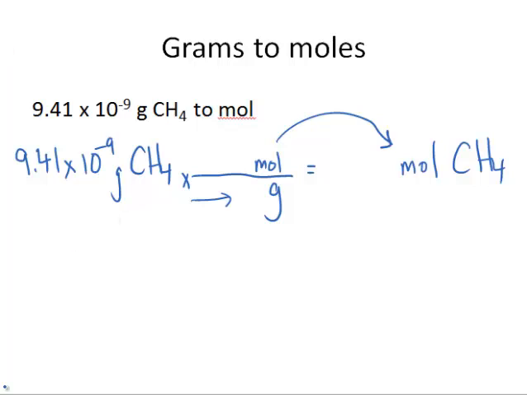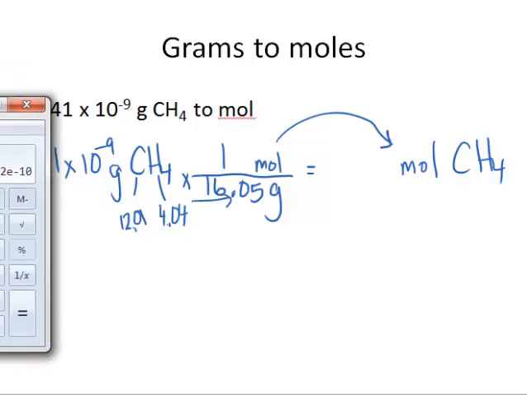Okay. So the atomic mass of carbon is 12.01. Hydrogen is 1.01 times 4. So it's 4.04 plus 12.01, which is 16.05. And I apologize, this other arrow got in the way. 16.05 grams per mole. And there's always a 1 next to the moles. So now you take this number, 9.41 times 10 to the negative 9, and divide by 16.05.